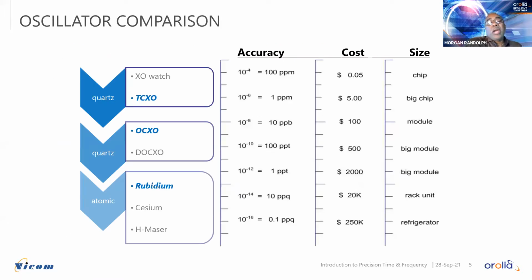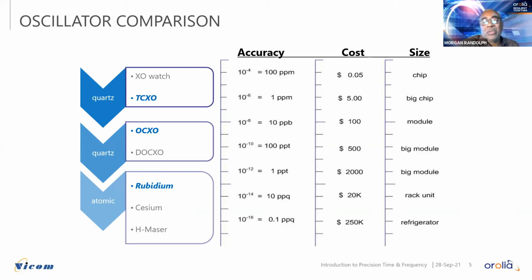This is just a quick graph to display the accuracy, the cost, and the size of the different types of oscillators. If you look at the TCXO, which is what we sell in our products, we sell the TCXOs, OCXOs, and rubidiums within our products. You're looking at a chip. It's about $5.